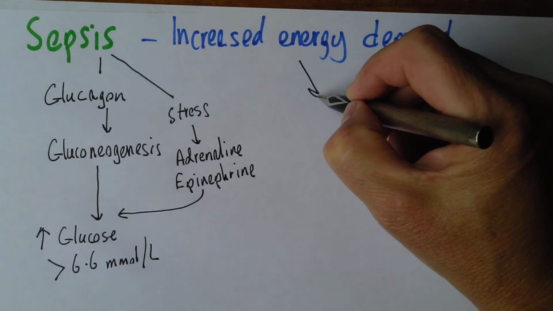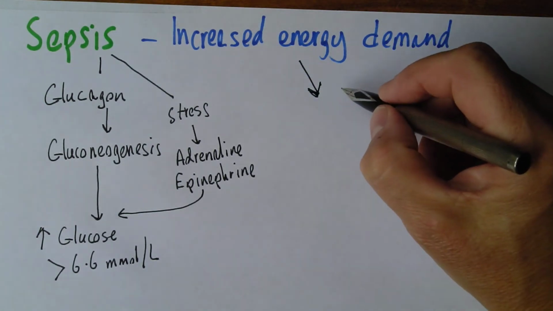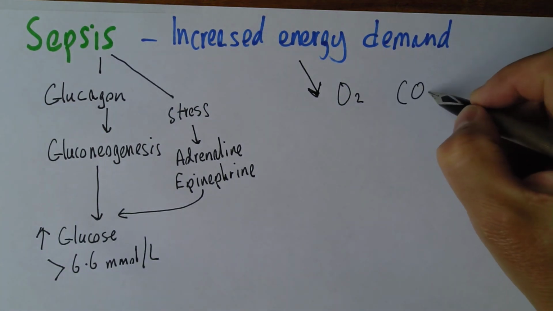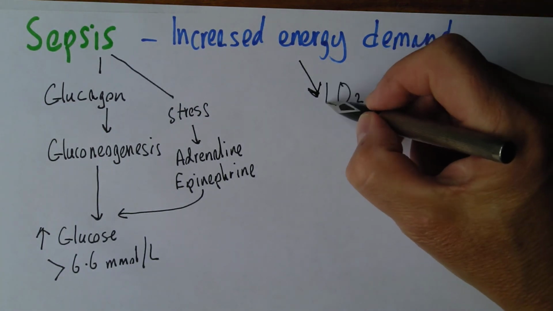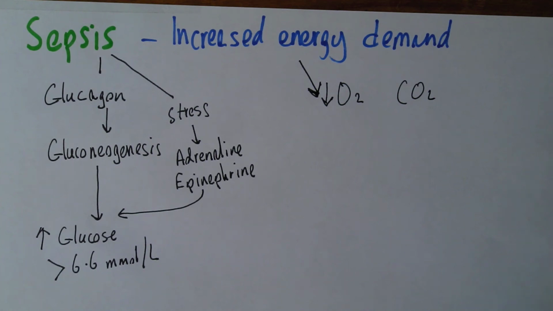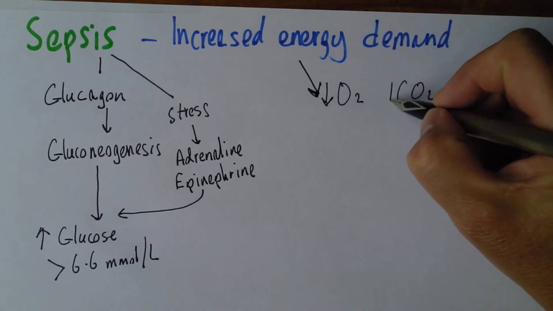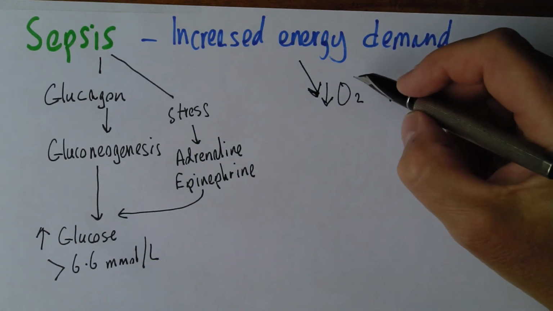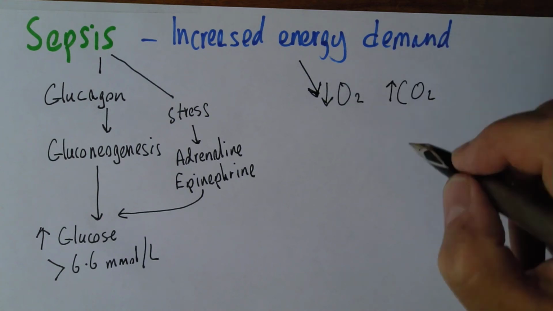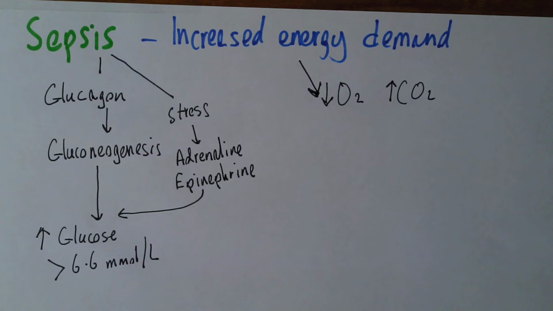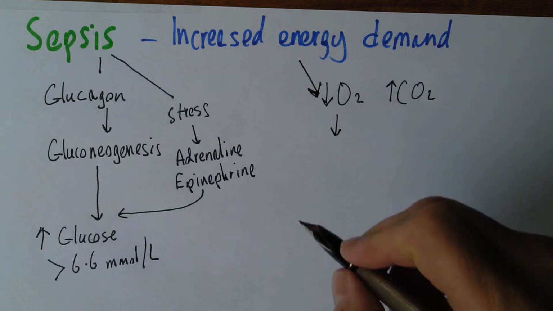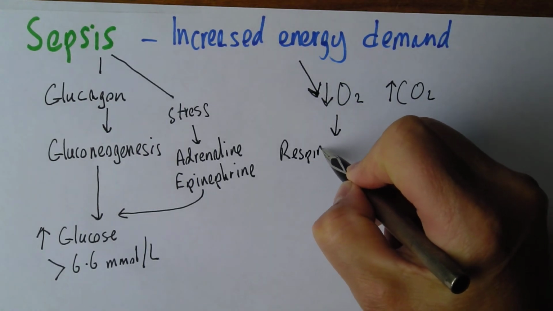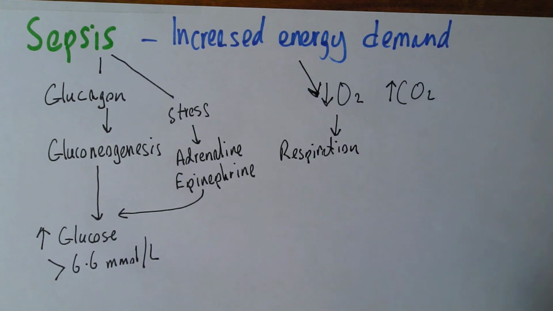Now, also there's an increased energy demand. I think you can see that oxygen is going to be used and carbon dioxide is going to be produced. So if the oxygen is used up, the amount of oxygen in the blood will go down. And as energy is produced, the levels of carbon dioxide will go up. So increased use of energy is going to decrease the amount of oxygen left and increase the amount of carbon dioxide produced. And that's going to be detected by the medulla oblongata, where there is the respiratory centre. And that will stimulate respiratory rate.